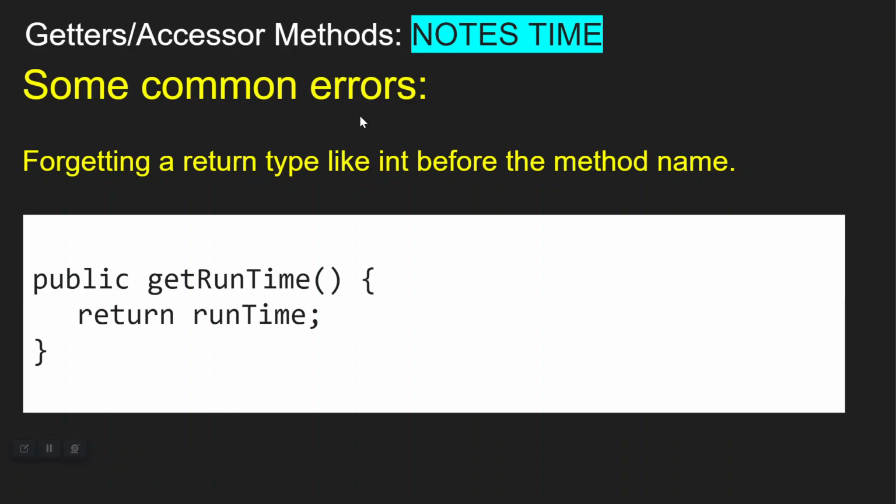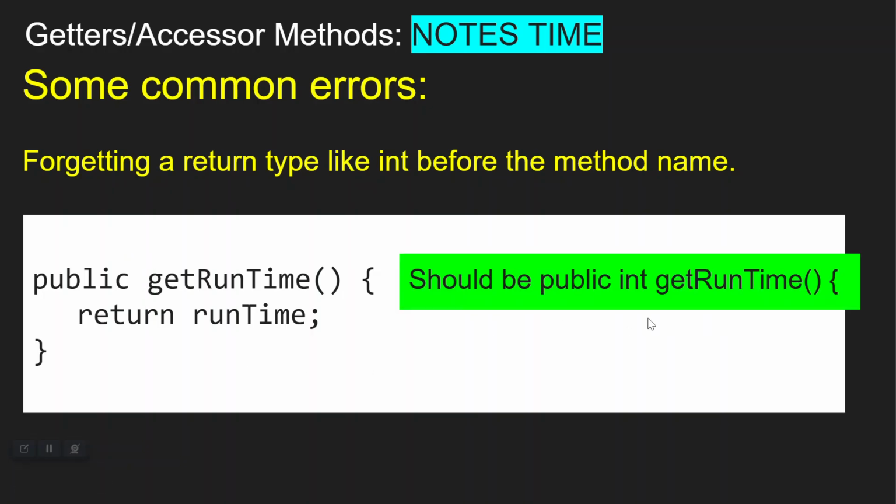There are some common errors associated with get methods. The first is forgetting a return type like int before the method name. So just saying public getRuntime instead of remembering you have to have int right there, because you always have to tell Java, if it's a return method, what data type it's going to be returning. It should be public int getRuntime.